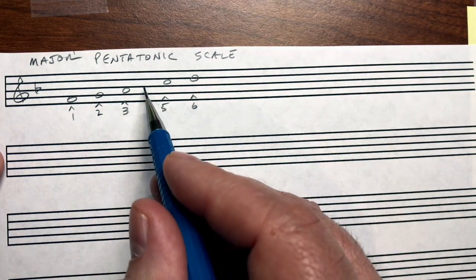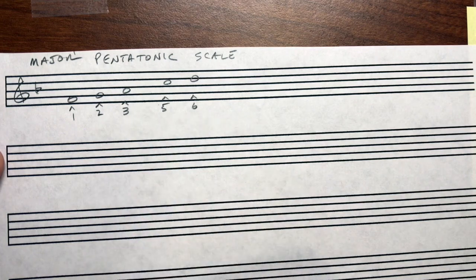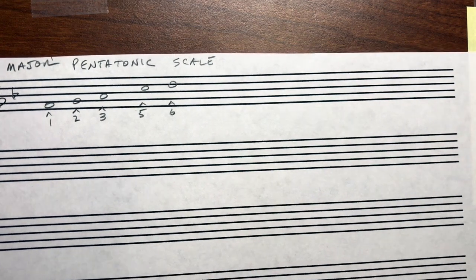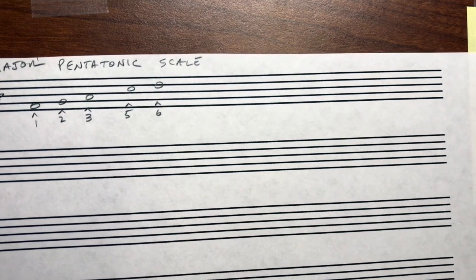Essentially, the notes we're leaving off are Fa and Ti, which means that we don't have any half steps in here, which gives it a characteristic sound we typically associate with Eastern music.